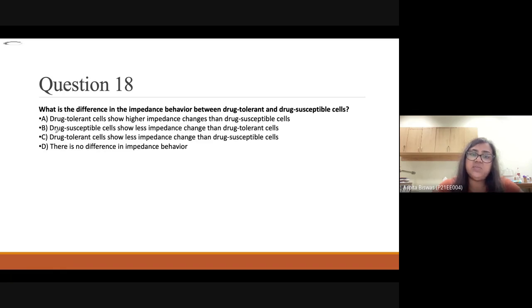What is the difference in the impedance behavior between the drug tolerant and drug susceptible cells? Okay. So the first option is drug tolerant cells show higher impedance changes than the drug susceptible cells. The second option is drug susceptible cells show less impedance change than drug tolerant cells. And the third option is drug tolerant cells show less impedance change than the drug susceptible cells. And the fourth option is there is no difference in impedance behavior. So what is the right answer?